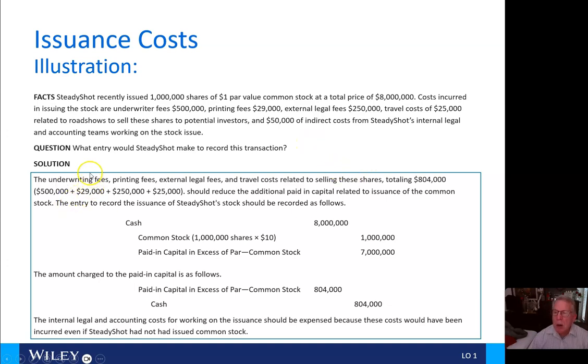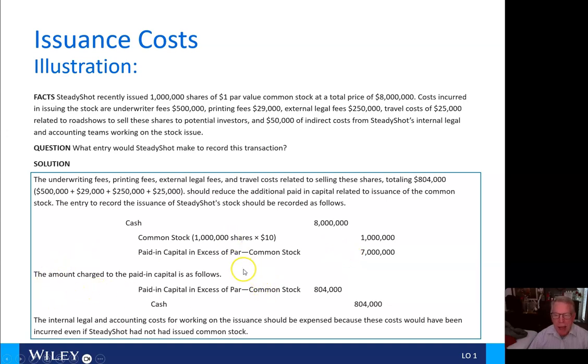So the question is, what entry would II-Chapt make to record this transaction? So if I sum the underwriting fees, printing fees, external fees, and travel costs, that totals $804,000, and that should reduce the additional paid in capital related to the issuance of the common stock. So the entry then, we're going to still receive the $8 million given the problem. Common stock is still going to be $10 times 1 million shares, and then paid in capital in excess of par is the $7 million differential.